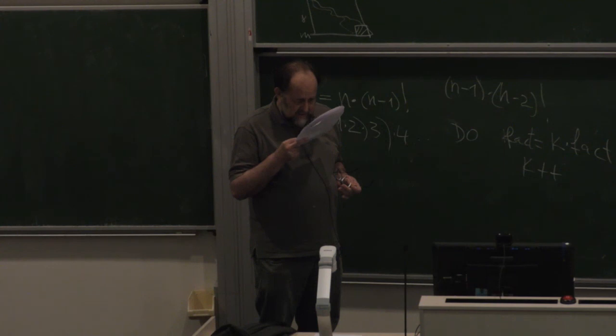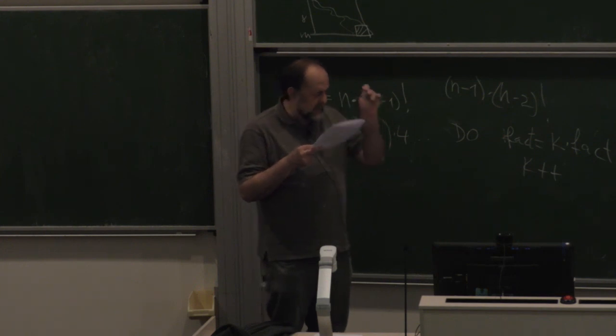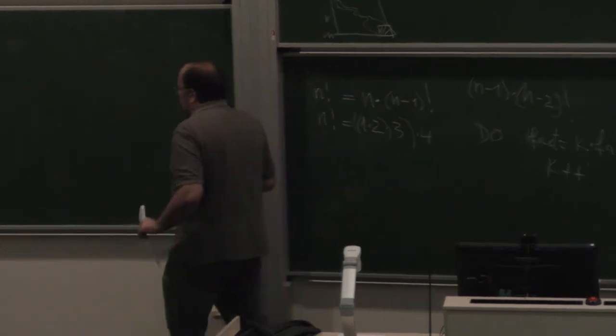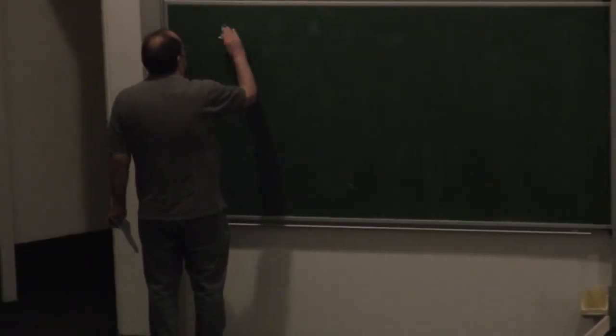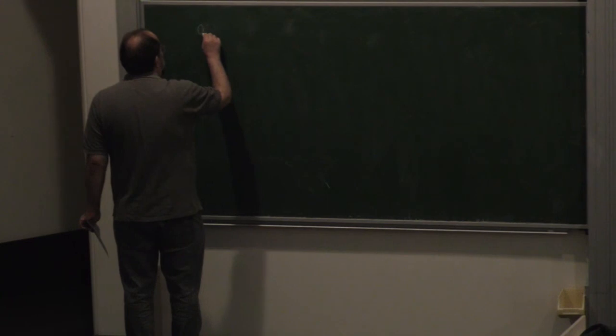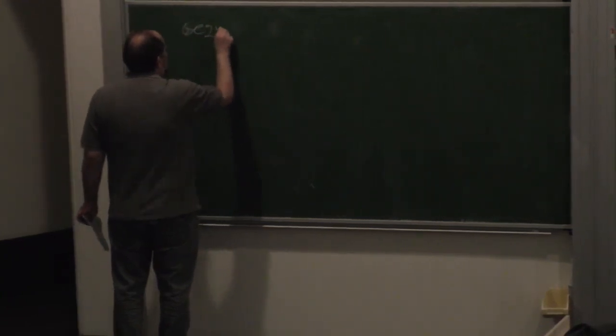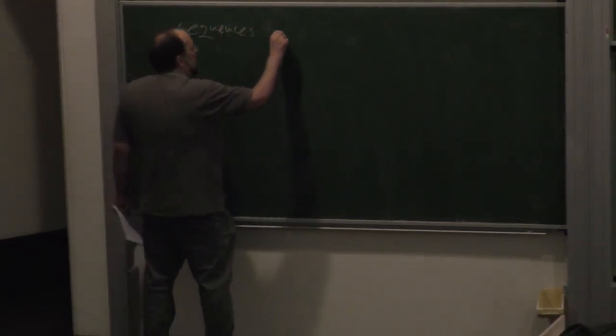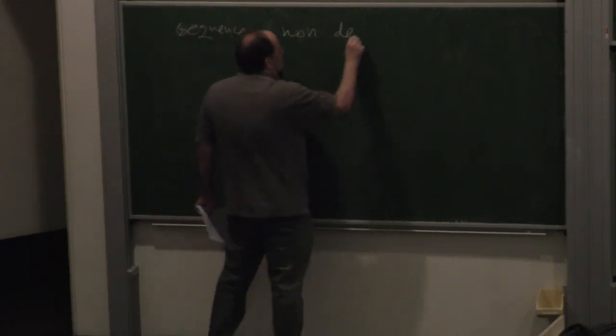Let us see now. Okay, use dynamic programming to count the number of non-decreasing sequences of integers of length n so that the numbers are between 0 and m. So you are given two bounds. So you want to find sequences which are non-decreasing.